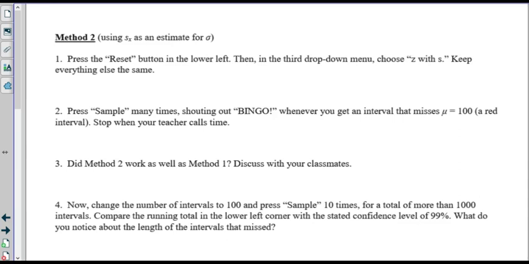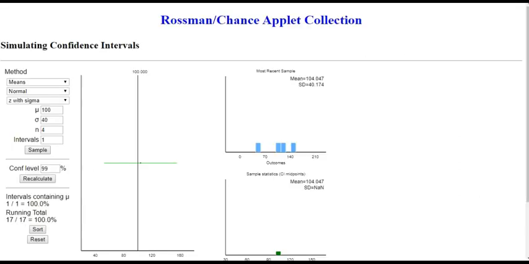All right, so now method 2. Because we're not always going to have the population standard deviation. For method 2, we're going to do this again, except this time we're going to use Z with S, the sample standard deviation. And I'm going to run my sample. It falls within, falls within. Oh, there was one that didn't hit. There's another one. I'm going to do a few times. So right now we're at 16 out of 18, 88.9%. Let's change this to 100 and see what happens.